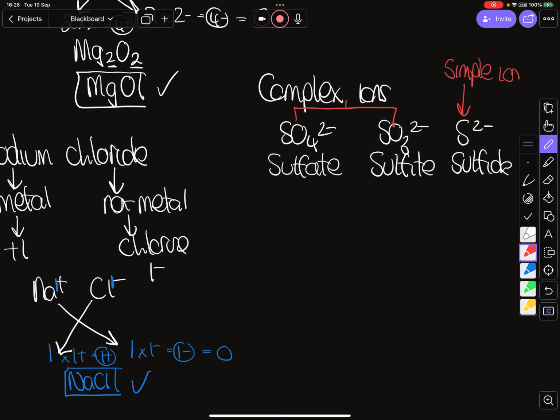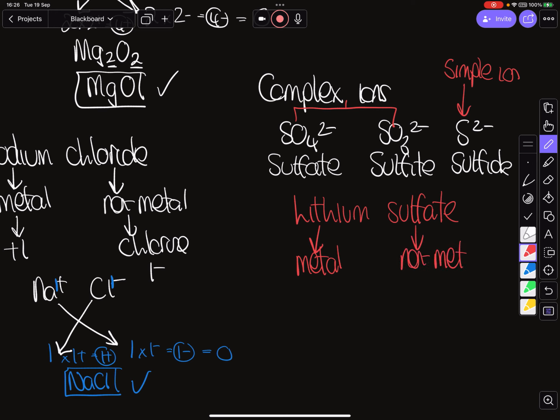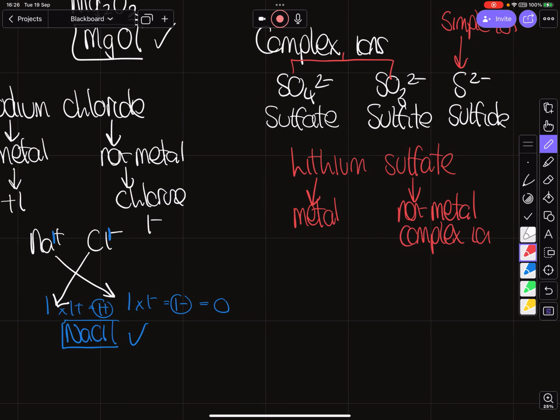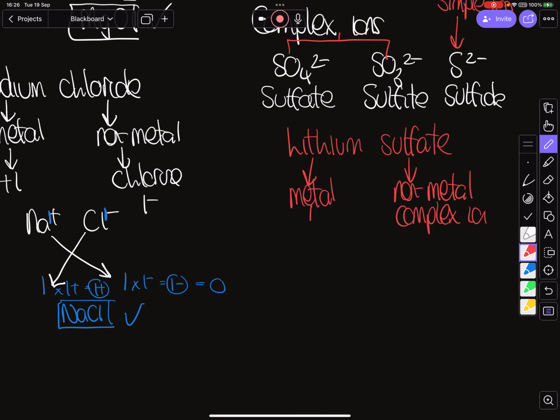So if we were to pick something, and if we were to say that we have an element and it is called lithium sulfate, how do we work it out? So this is still our metal. This is our non-metal, but it's our complex ion. So there's more than one element in it. How do we write it? So we know lithium is in group 1, so it has to have a positive 1 charge. And again, the 1 isn't written in, it's just inferred.